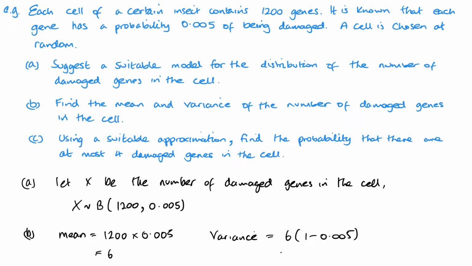And that gives me 5.97. So you can see here our mean and variance are incredibly close to each other. So it does mean it's going to be a Poisson distribution. And of course we could have got that from the beginning: np, n is large, p is very small.